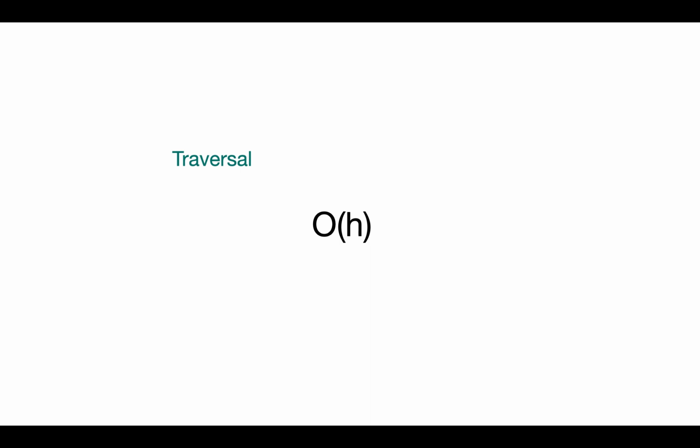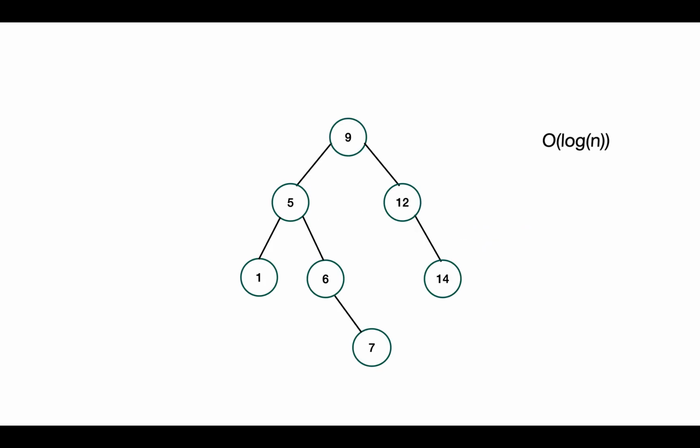Alright, moving forward, next is the search operation. The time complexity will be order of n for a binary or any k-ary tree, as we need to go through each node. So if total nodes are n, the time complexity is order of n. And for a binary search tree, the complexity will be order of log n, as on each level we would be eliminating half of the nodes.